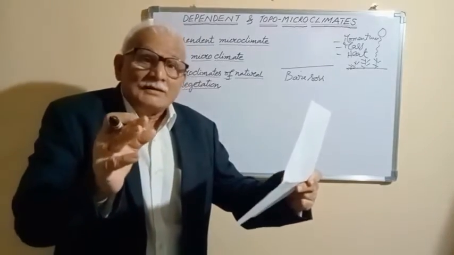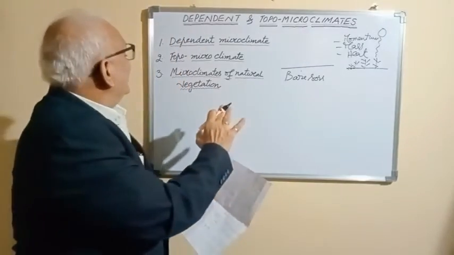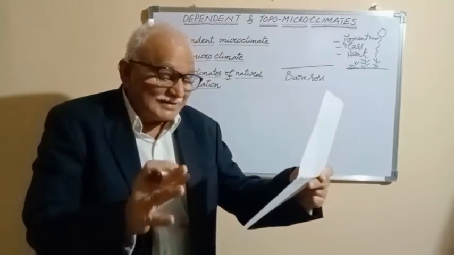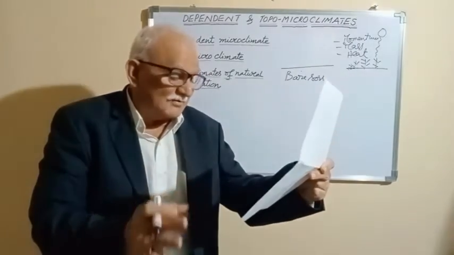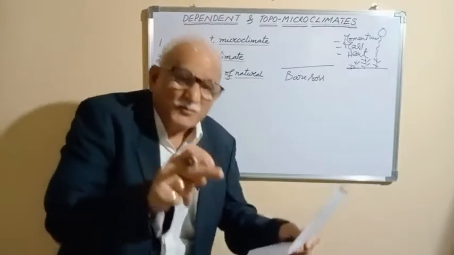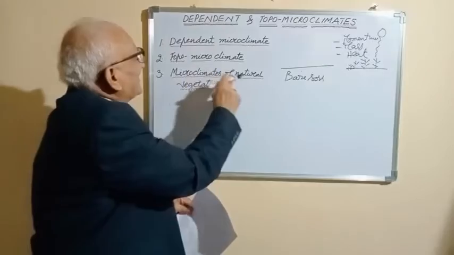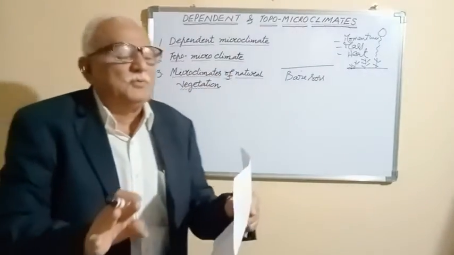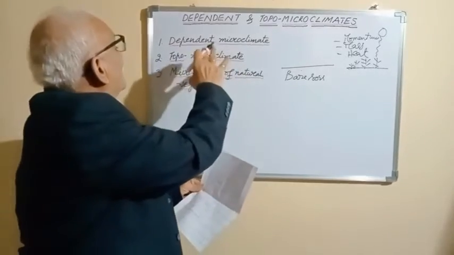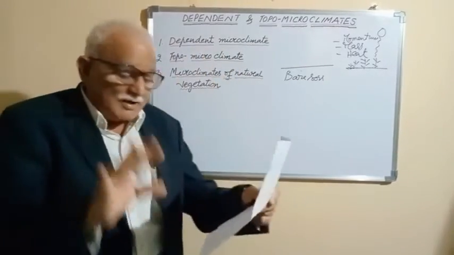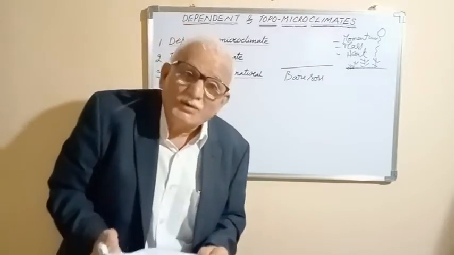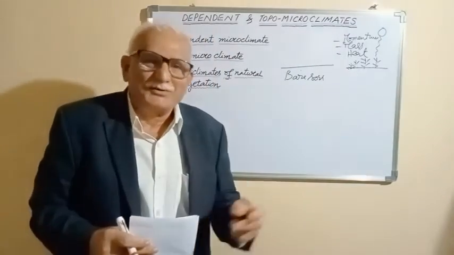So what is the microclimate of natural vegetation? The need for conservation and careful preservation of our valuable heritage of biodiversity flows from these microclimates of natural vegetation. To be very simple and straightforward, independent, dependent and topo microclimates influence the vegetation of a particular native place. That's what I would like to discuss with you.